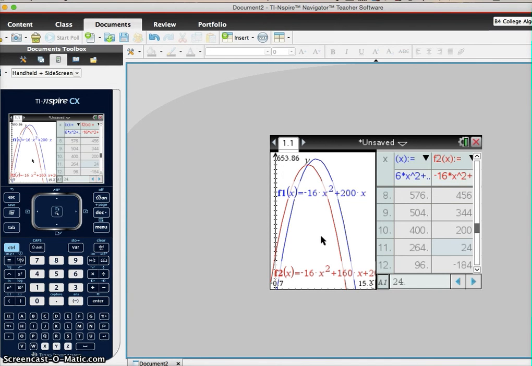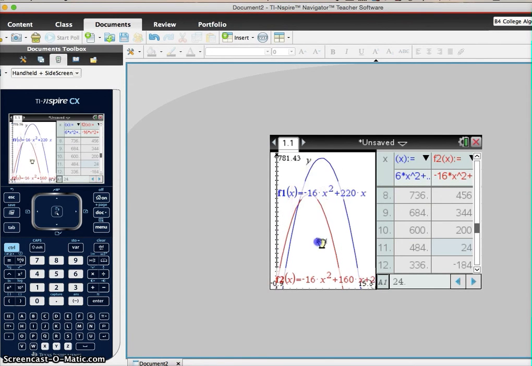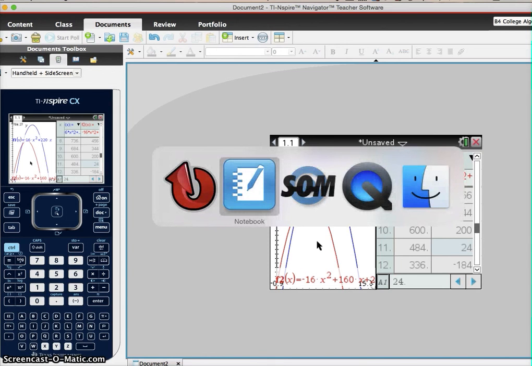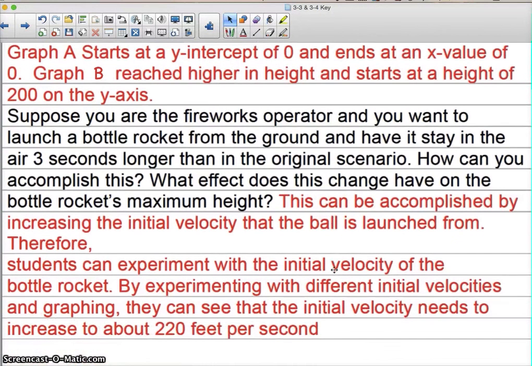Okay, now let's do that again. Hit Control G again, go up, and let's see what happens if I go up even a little bit higher. Let's go 220. Hit enter again. Look at that. It even goes higher. So what does that tell you? That tells you as you increase the initial speed, the rocket is going to go higher in the air. Okay, so you can play. And this is what I said here. By experimenting with different initial velocities and graphs, you can see that the initial velocity needs to increase to about 200 feet per second.